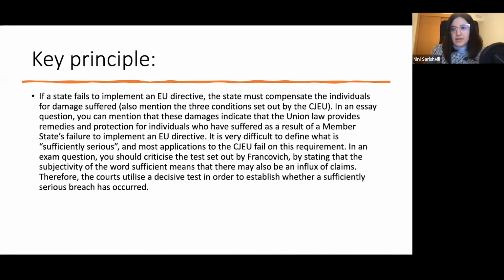However, as far as we're concerned, you're not required to say in the problem question what is happening in practice. So even if the sufficiently serious requirement is quite hard to prove, you're not required to prove it like you were a lawyer. You just need to say in your answer what is the test, apply it to the facts of the case, and say how likely it is that your claimant, the party that you're advising, can succeed if he or she claims state liability.